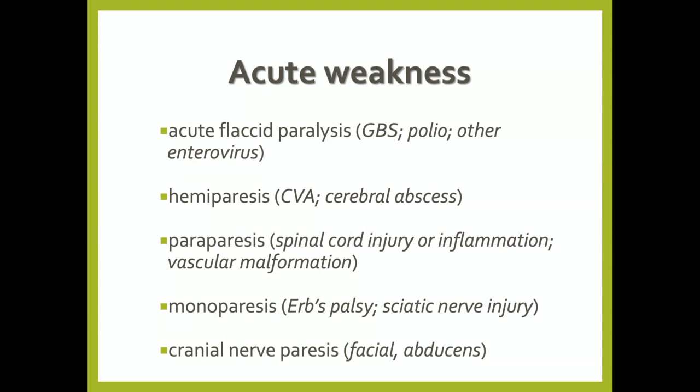demyelination. It tends to affect, therefore, the larger nerves before the smaller nerves, and that is why it has this ascending presentation. So the larger nerves would subserve the lower limbs, and then as the disease progresses, it affects progressively smaller nerves, and so you get this ascending pattern of weakness with Guillain-Barré syndrome.